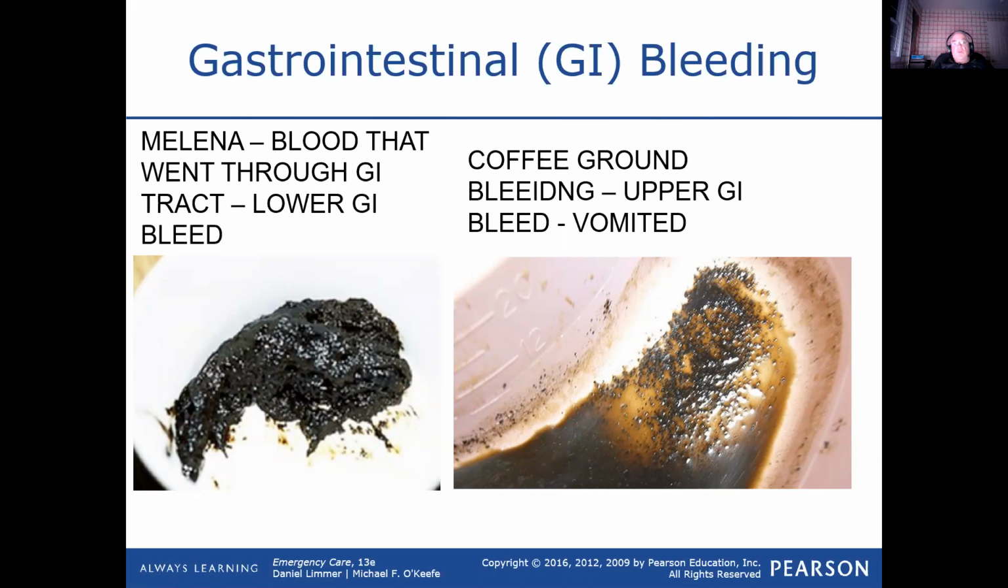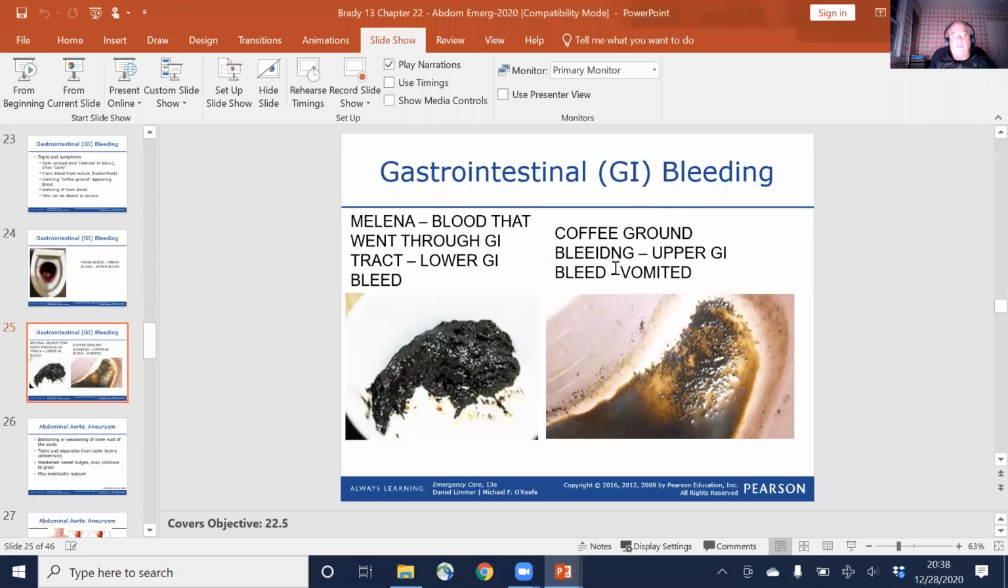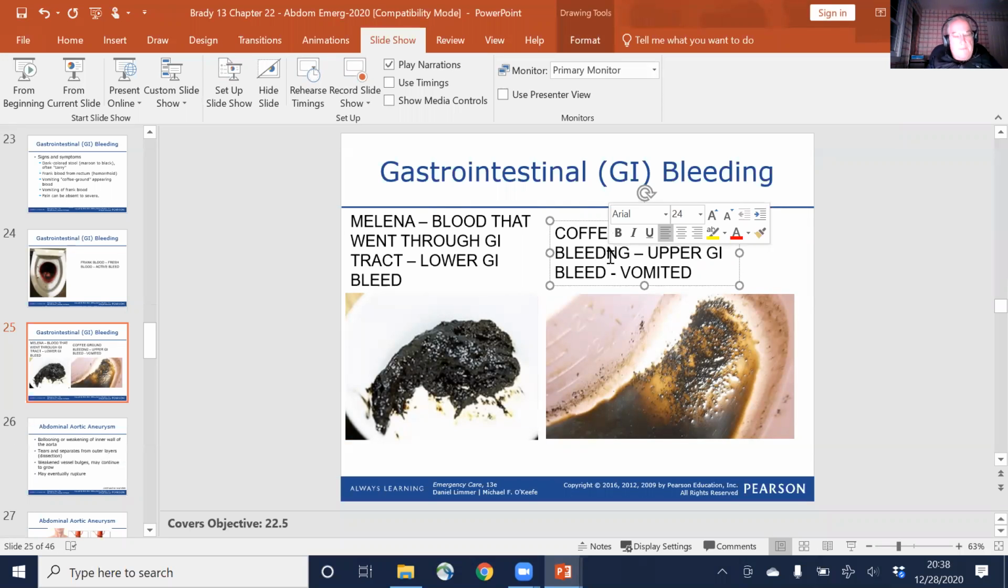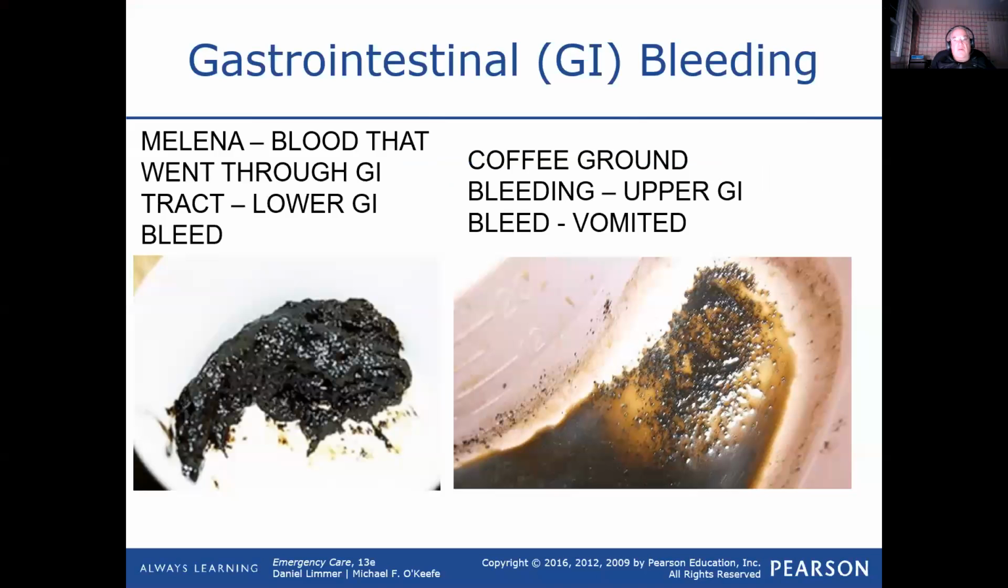Okay, fix the word bleeding. Oh, we didn't see that. Thank you. Let's see. Oops. Okay.